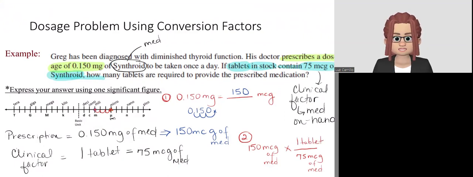In terms of the units, micrograms of medication cancels with micrograms of medication. So that means that when I take 150, multiply it by 1, the result of that, I'm going to divide by 75. I find that for this prescribed medication, the patient is going to get 2 tablets.